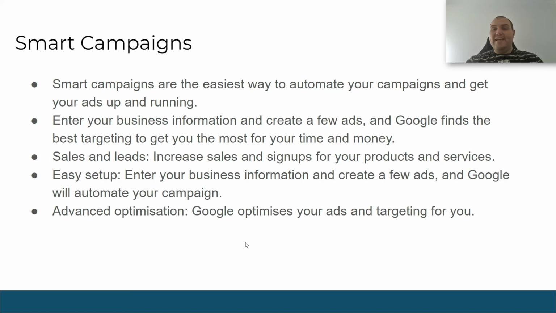Smart campaigns are the easiest way to automate your campaigns and get your ads up and running. So these are probably good for people that are beginners, that don't have much experience setting ads up. These are a really quick way. Enter your business information, create a few ads, and Google finds the best targeting to get you the most for your time and money. You can do it for both sales and leads, so you can increase sales and signups for your products or services. As I said, easy to set up. A lot of it is automated entirely through the Google Ads dashboard. And for advanced optimization, Google basically will optimize the ads for you.